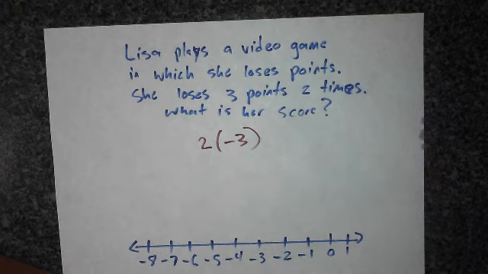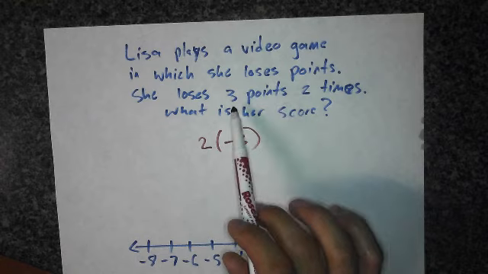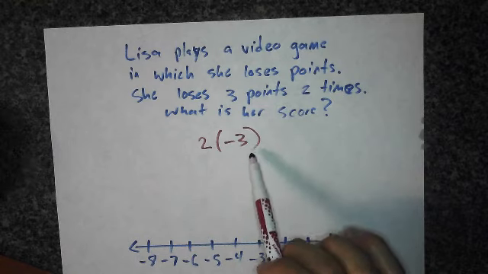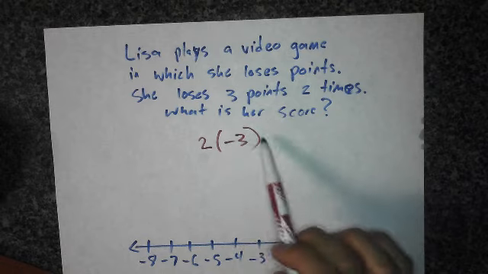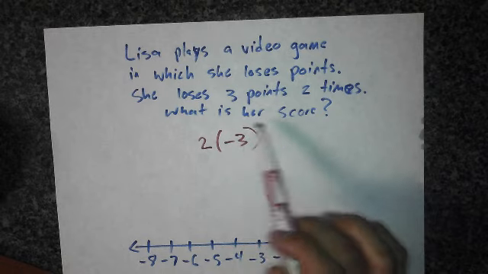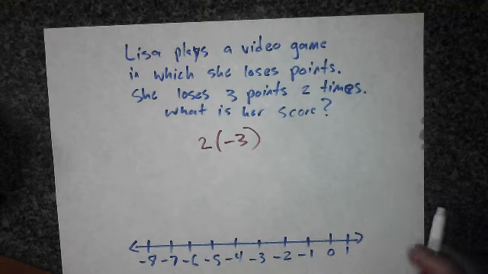So 2 times negative 3, because it says Lisa plays a video game in which she loses points. She loses, so if we're losing, it's going to be negative. So she's losing 3 points. So we're going to represent that as a negative 3, 2 times. So she lost these 3 points, so negative 3 points 2 times.